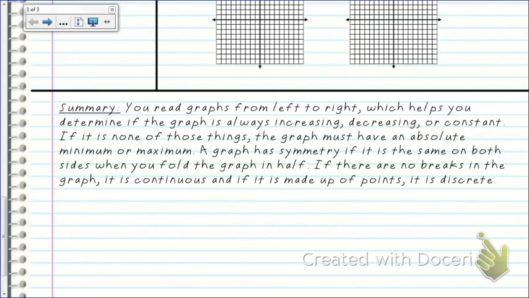So, summary. You read graphs from left to right, which helps you determine if the graph is always increasing, decreasing, or constant. If it is none of those things, the graph must have an absolute minimum or maximum. A graph has symmetry if it is the same on both sides when you fold the graph in half. If there are no breaks in the graph, it is continuous, and if it is made up of points, it is discrete.